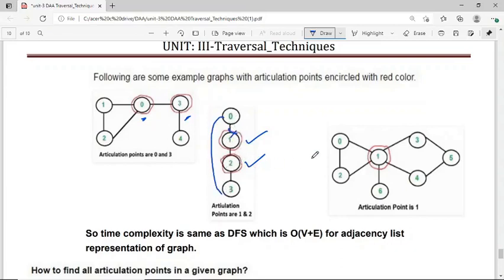So okay, next, the articulation point is 1. So in this graph, if we remove 1, then 0, 2 is one subgraph, 6 is another subgraph, and 3, 5, 4 is another subgraph. So it is divided into 3 subgraphs. So this is a connected graph, but this one is an articulation point, and if you remove this, then your graph will divide into more than one graph.